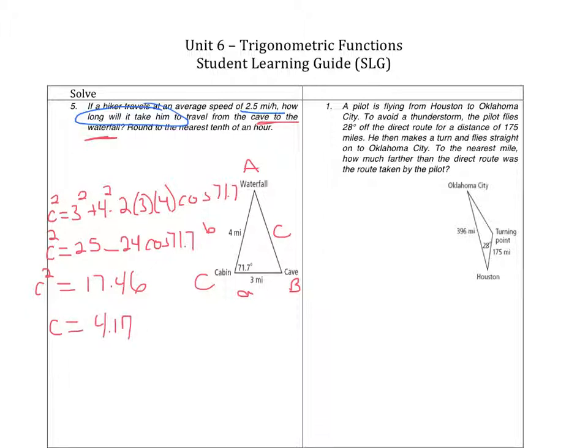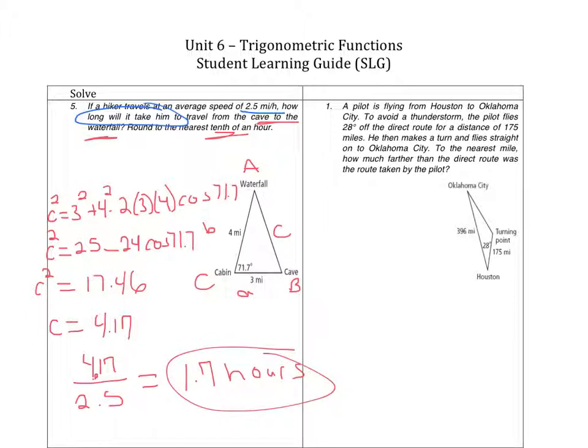And if I have 4.17 miles, oops, my decimal point right there, divided by, I'm going 2.5 miles per hour, and that will give me how many hours? So I have 1.7, because I rounded to the nearest tenth of an hour, 1.7 hours to get from the cave to the waterfall. Go ahead and do number 1 for homework.